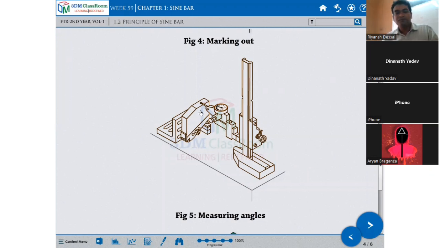Now there is a stylus, that is a lever dial test indicator. They kept it here to check this surface, and it is kept on this sine bar over here.